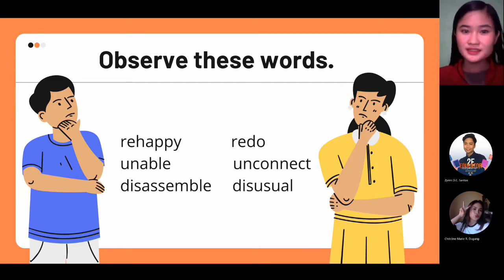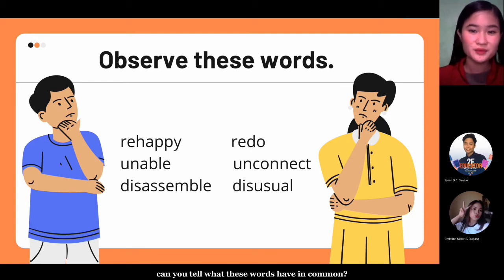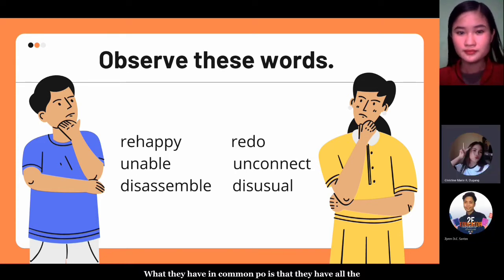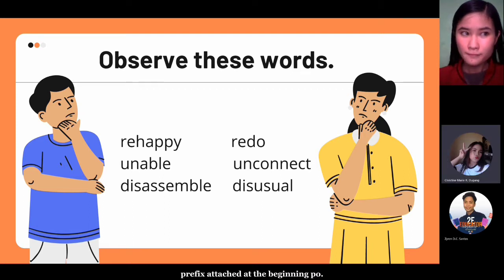Are you now ready, class? Yes po. How about Zairan? Are you now ready? Yes po, ma'am. Okay, if you are ready, can you tell what these words have in common? Anyone? Oh, yes, Christine? What they have in common po is that they all have the prefix attached at the beginning po.